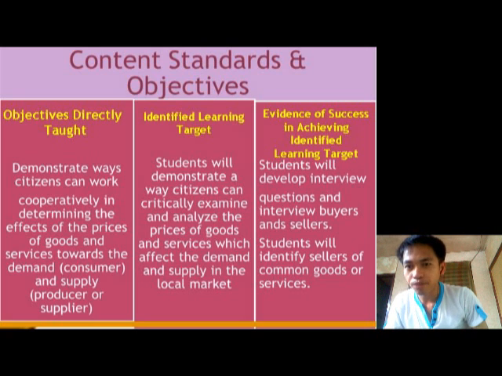In the second column, the identified learning target: students will demonstrate a way citizens can critically examine and analyze the prices of goods and services which affect the demand and supply in the local market. And in the third column, evidence of success in achieving the identified learning target. So we are now talking about the output of the students.